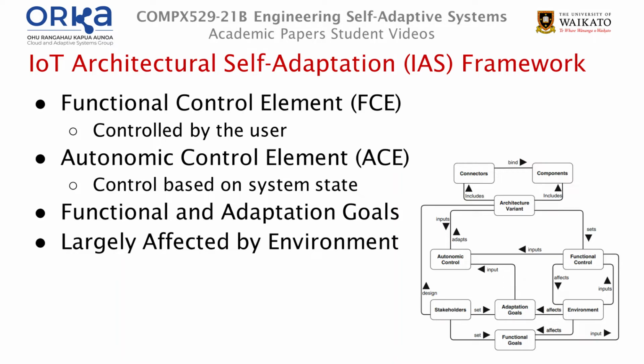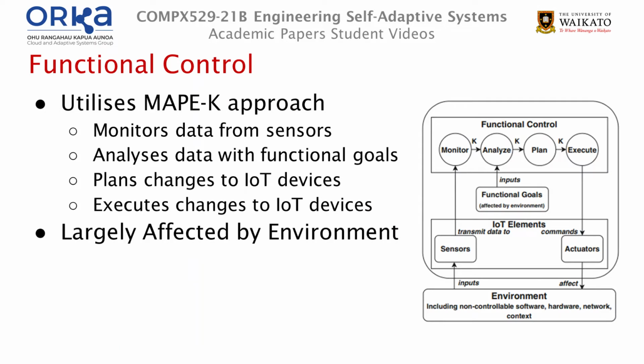to be immediate. Functional control utilizes the MAPE approach. In this approach, the functional control element monitors data from the sensors, which takes data from the environment that it's in. It then analyzes this data against the functional goals of the system. It then plans the changes that will be made to the devices placed in the environment. It then executes these changes.